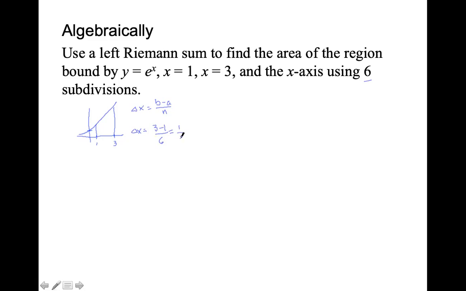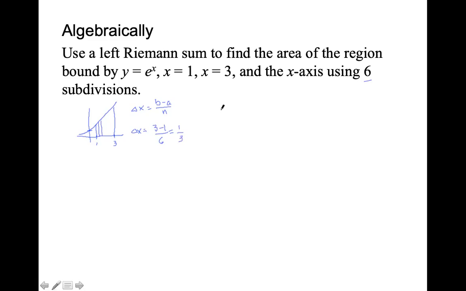The width of each one of these is going to be 1/3. So from this 1, I count up 1/3 and draw another rectangle. Then I go up 1/3 and draw another rectangle, right? So we're going to have that, and we're using again a left Riemann sum.